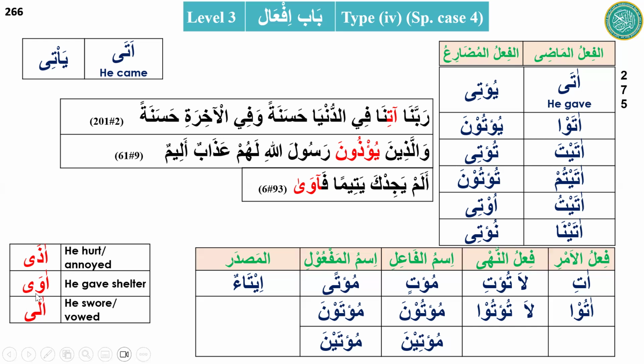Awa means he gave shelter. And the one who gives shelter, mu'win. We gave shelter, awayna. We will give shelter, no, we. Thank you.